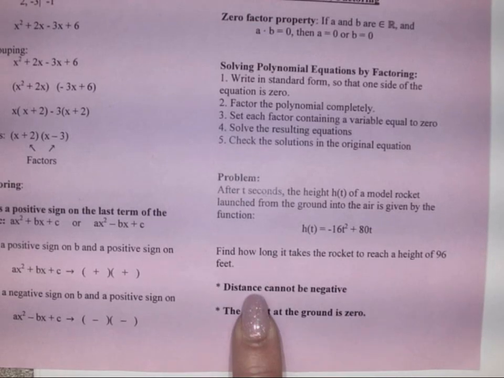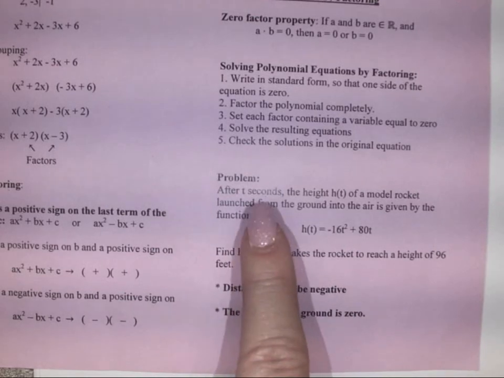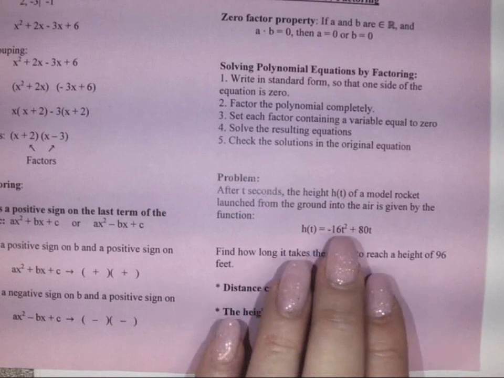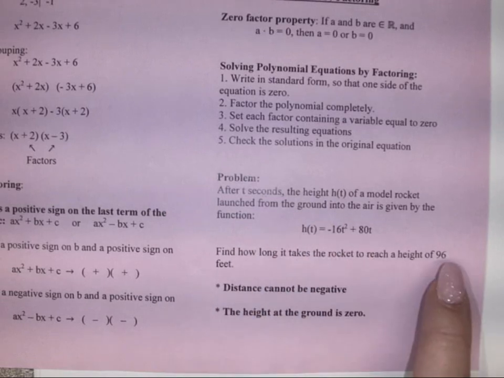Alrighty, so remember, distance cannot be negative and the height at the ground is 0. So after t seconds, we're looking at that. This is our equation. We're looking to see how long it takes to get to 96 feet.